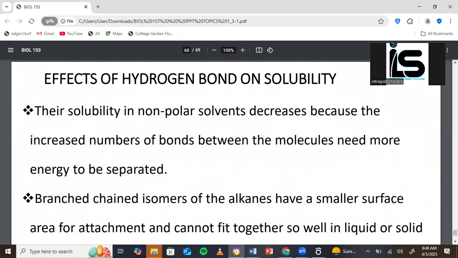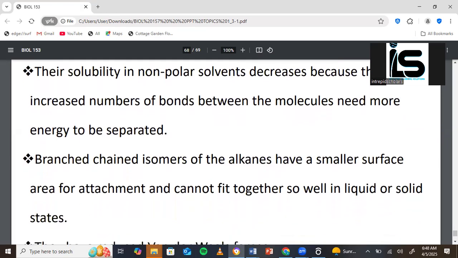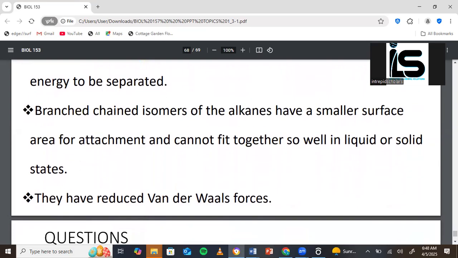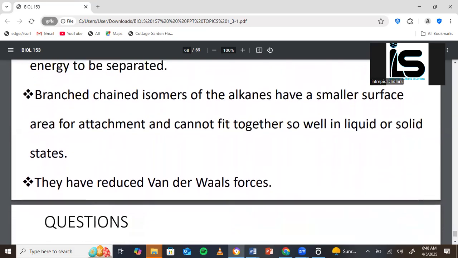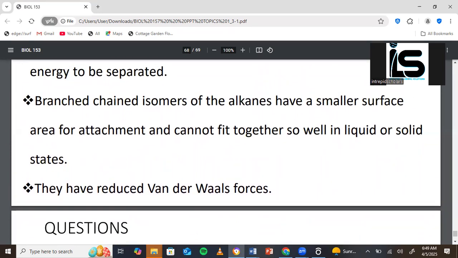Now, their solubility in nonpolar solvent decreases because the increased number of bonds between the molecules needs more energy to be separated. The branch chain isomers of alkane have a smaller surface area for attachment and cannot fit so well in the liquid and solid. They have reduced van der Waals force. So now the last point here has introduced us to another concept.